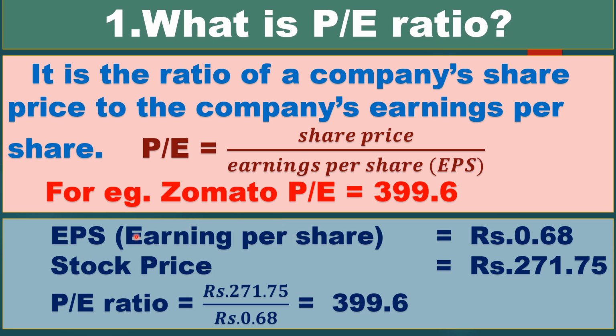How it is obtained, we'll see now. This is the earnings per share for Zomato as given in their report. This is a very small quantity. What is the share price? Rupees 271.75. Let us substitute in the formula to get the PE ratio. This is the PE ratio. Now let us see whether we can buy the stock or not.